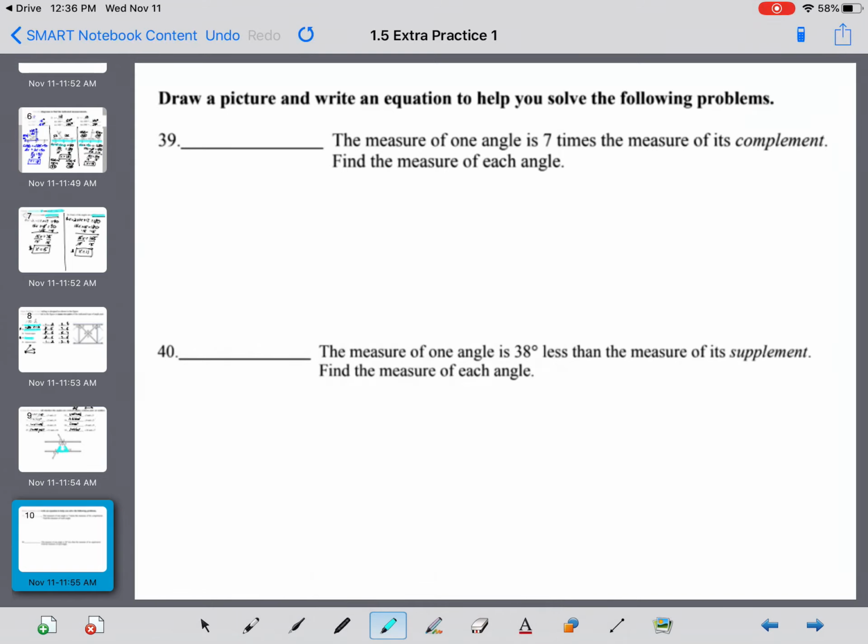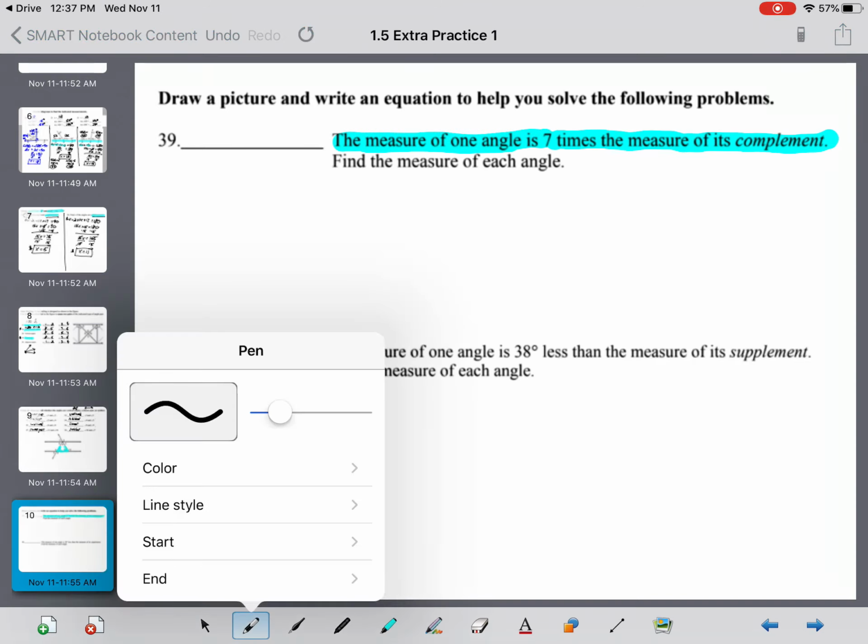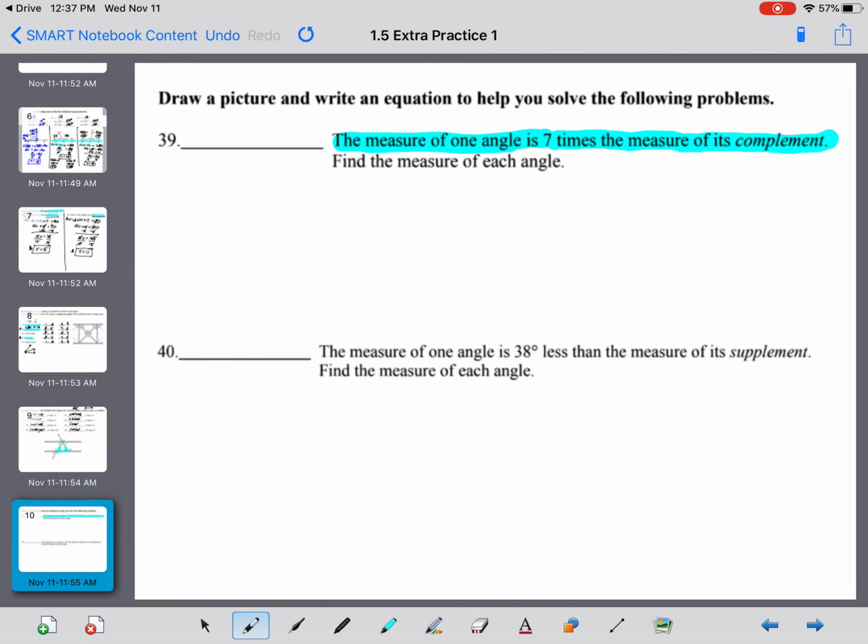The measure of one angle is 7 times the measure of its complement. Complement is a word we know, complementary, which means it equals 90. Okay, so here we have equals 90.